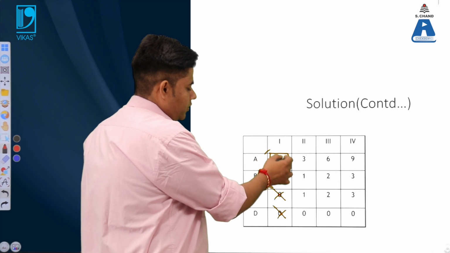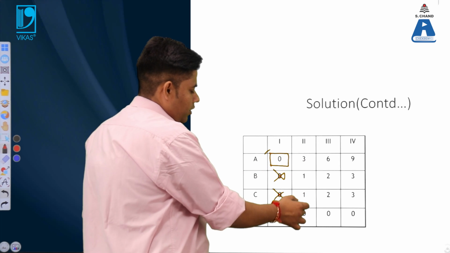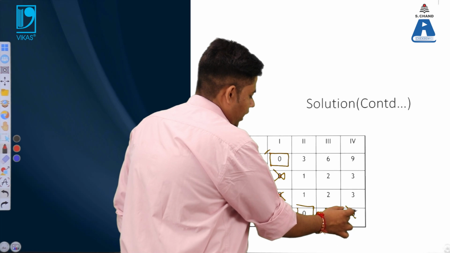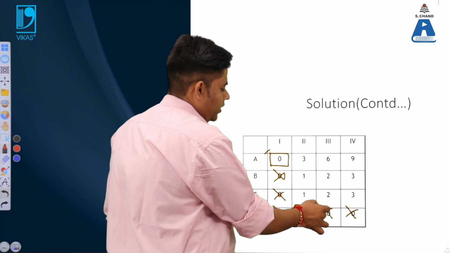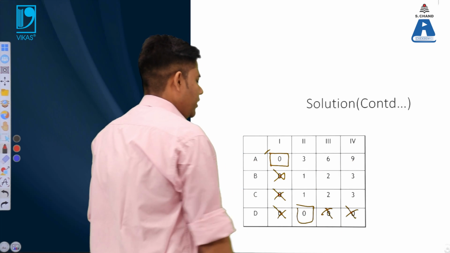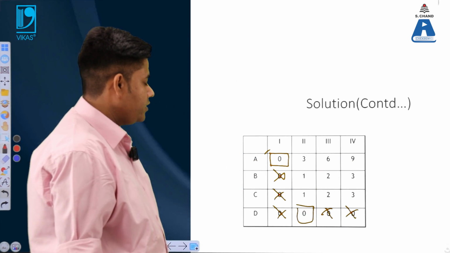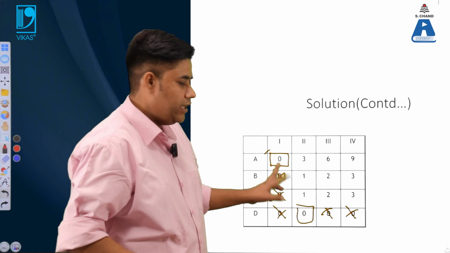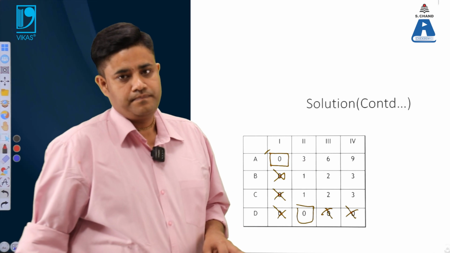So the first column has already the allocation. The second column has a 0, so we need to allocate that particular 0 and cross the remaining elements. In the third you don't have any 0, so you don't have to allocate anything. In the fourth you don't have any allocations. So here the case was to have 4 allocations, but you only allocated 2 elements.